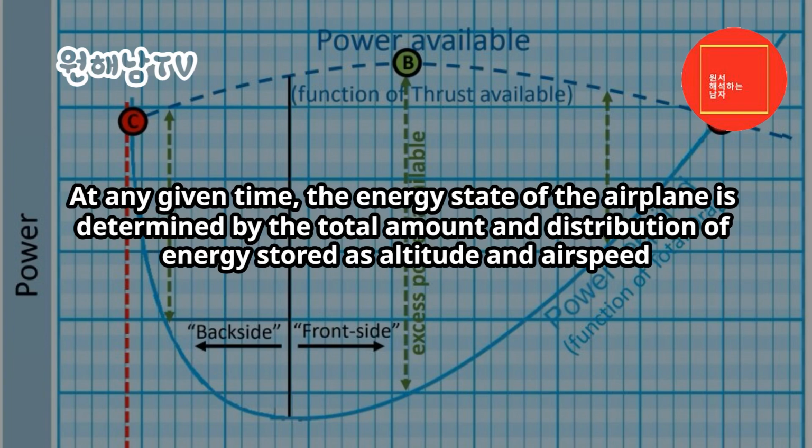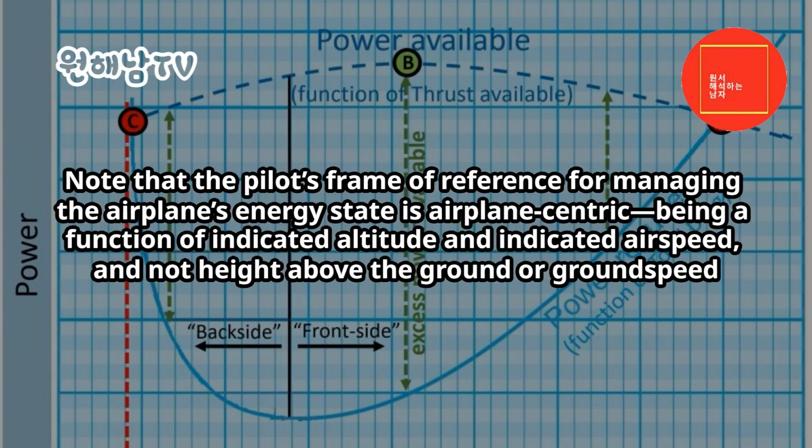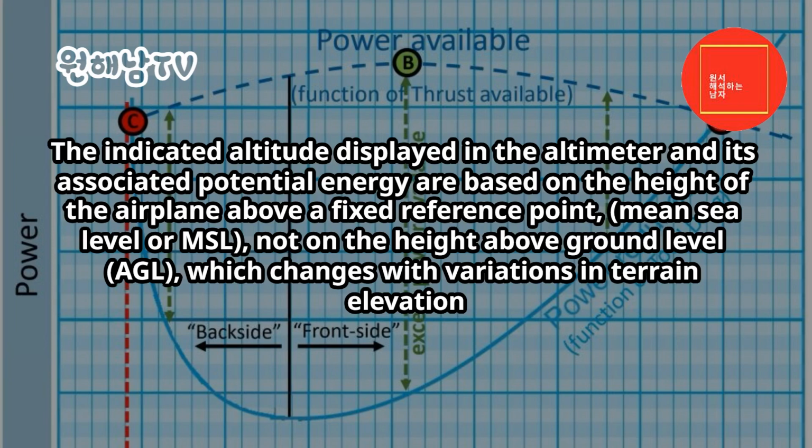A frame of reference for managing energy state. At any given time, the energy state of the airplane is determined by the total amount and distribution of energy stored as altitude and airspeed. Note that the pilot's frame of reference for managing the airplane's energy state is airplane-centric, being a function of indicated altitude and indicated airspeed, and not height above the ground or ground speed. The indicated altitude displayed in the altimeter and its associated potential energy are based on the height of the airplane above a fixed reference point, mean sea level or MSL, not on the height above ground level, AGL, which changes with variations in terrain elevation.